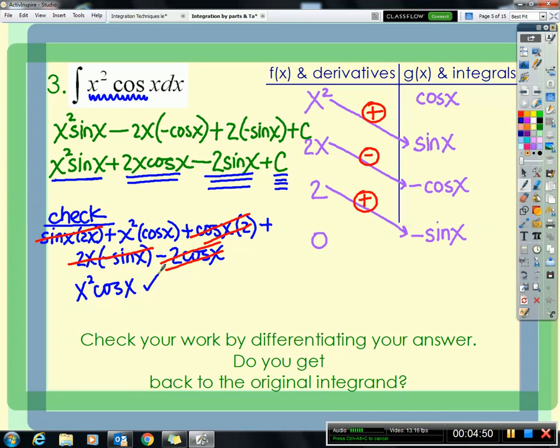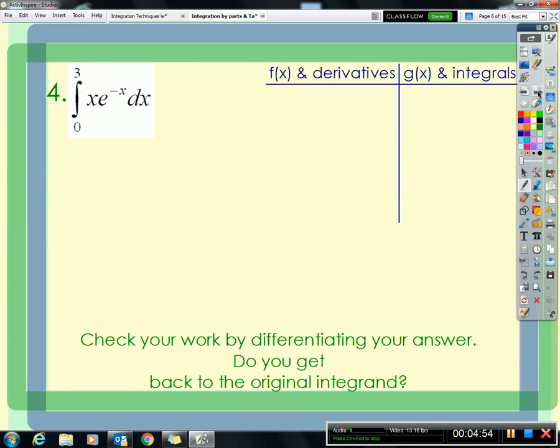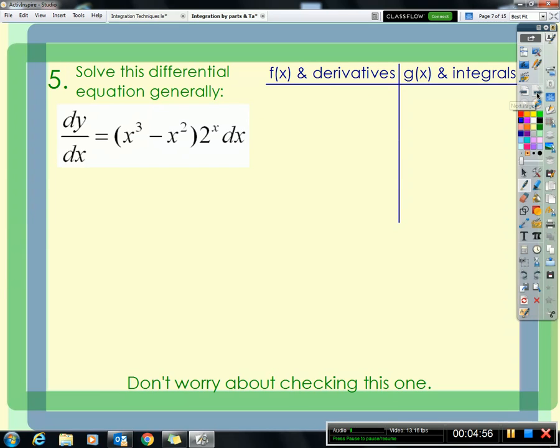So yes, I know now that I have done integration correctly. Let's do one more. I'm going to skip 4, and I'm going to go to 5. So if I said, well, please solve this differential equation. Your first step is easy. Uh-oh. I just realized the original problem was written wrong to begin with. I shouldn't have had 2dx's in the problem. So we'll just pretend like that wasn't there.